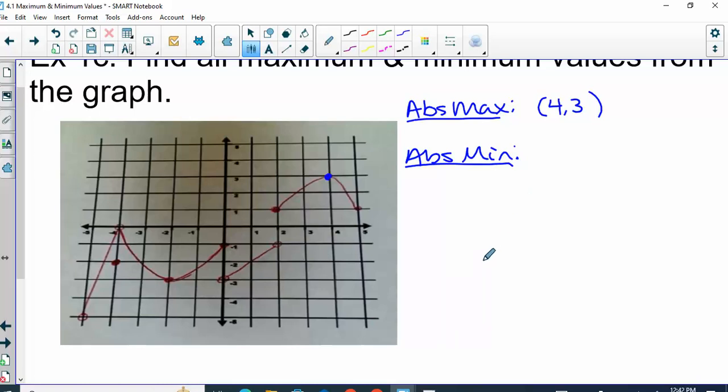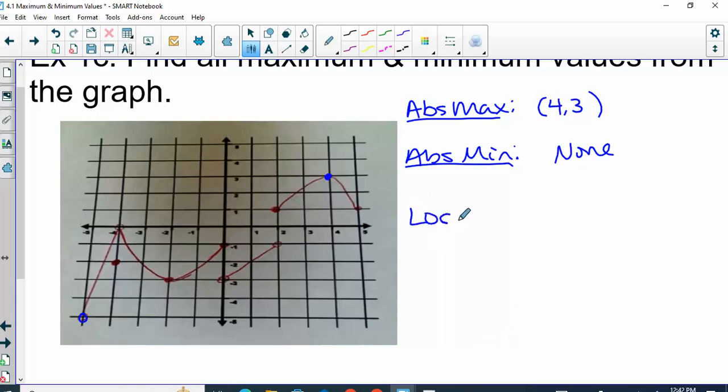Absolute min, do I have a lowest on the entire graph? This is the lowest, but what's different about that? It's an open circle. So can you tell me the closest thing to that open circle? No. So if it ends with an open circle, that doesn't count. There is no absolute min because my lowest is open here.